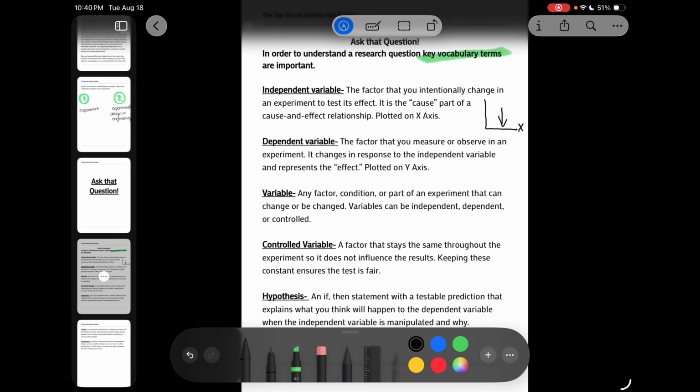That's the factor that you measure or observe in an experiment. It changes in response to the independent variable, and it represents the effect. And it's plotted on the y-axis. So that's the vertical axis right here. This is the y-axis. So like I said, in this plant situation, depending on the factors that you change about the plant's environment or how often you water it, the dependent variable is how well the plant grows because of your changes. And so you see how the dependent variable is, like in the name, dependent on the independent variable.